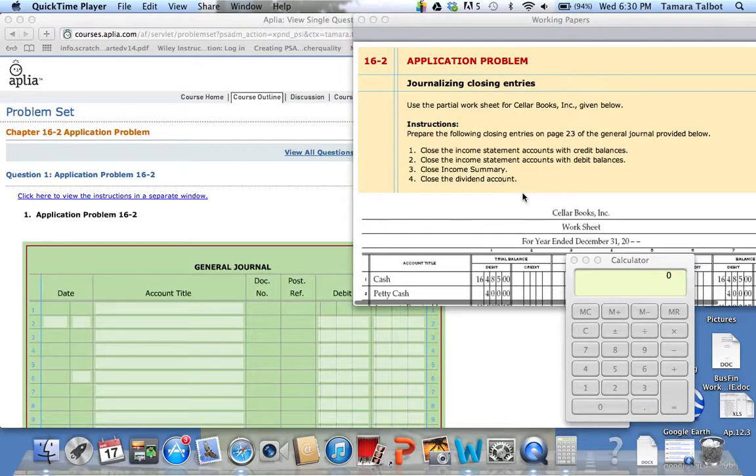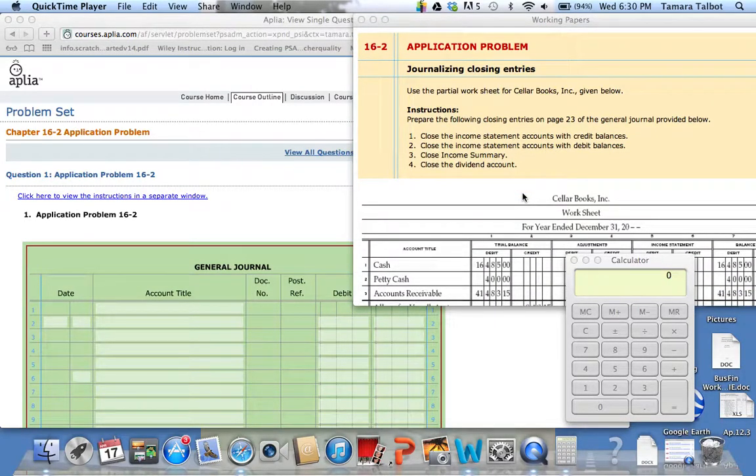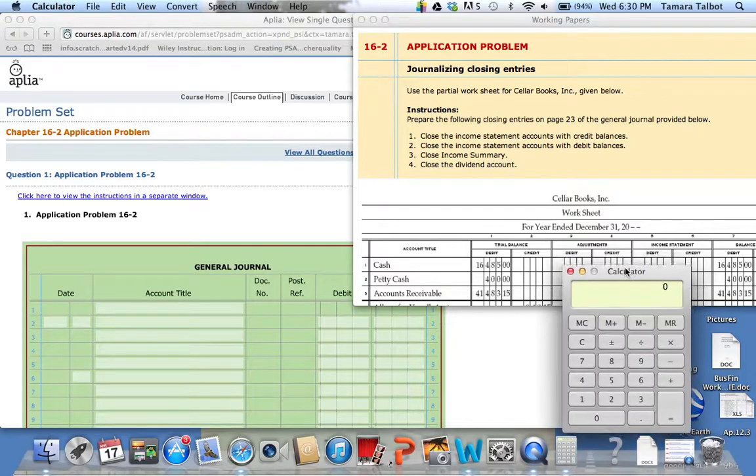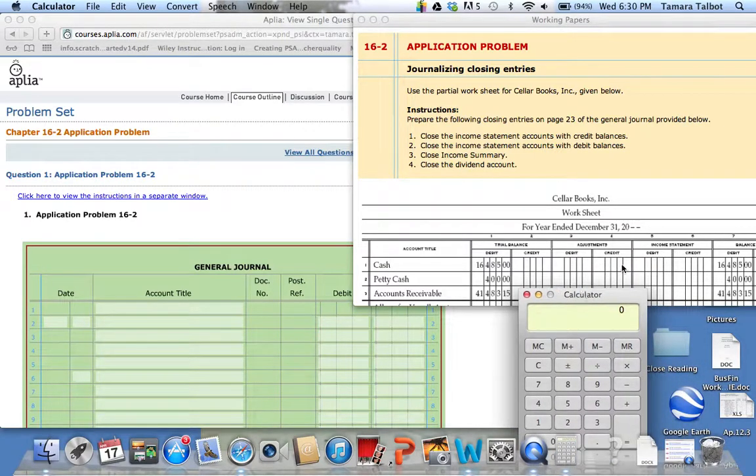We're going to begin completing application 16.2, journalizing closing entries. We have done closing entries before and we'll follow the same steps. It says use a partial worksheet for Seller Books Incorporated given below. Prepare the closing entries for page 23 of the general journal provided below. Close the income statement accounts with credit balances, and then close the income statement accounts with debit balances.